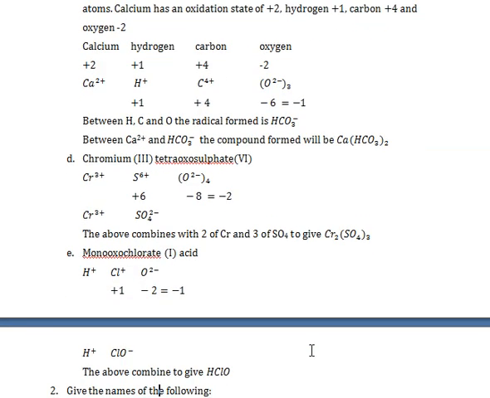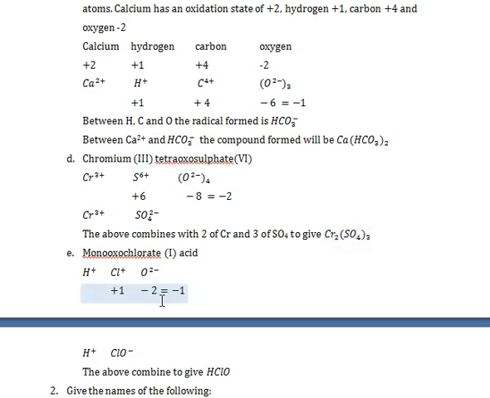Now the next example is talking about chromium 3 tetraoxosulfate 6. Chromium 3 is Cr3 plus, sulfate 6 is S6 plus, then you have O2 minus times 4 for tetraoxo, plus 6 minus 8 here. That minus 8 is coming from minus 2 times 4. And that is giving you -2. So you have SO4 2 minus combining with chromium 3 plus. For the charges to be balanced, 2 of these will make up to 6, while 3 of these also will make up to 6. So 6 minus and 6 plus. Hence we are having Cr2(SO4)3.